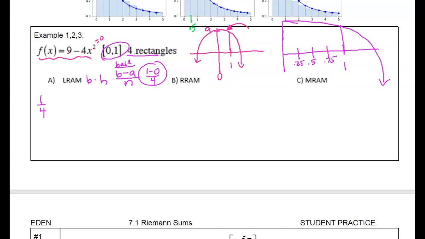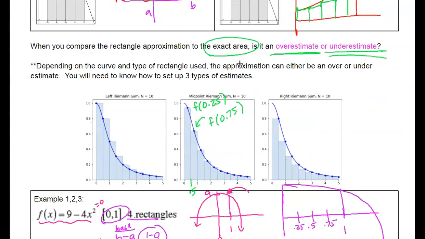So 1/4. And then I'm going to put all my heights. I like to factor it out. So my heights are going to be on the left, because LRAM. Oh, I'm sorry, I did not even talk about that. The left Riemann sum is abbreviated LRAM because it's the left Riemann approximation method, and midpoint is MRAM, midpoint Riemann approximation method, and RRAM, right Riemann approximation method. Okay?